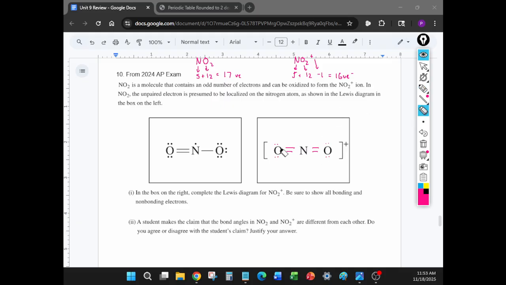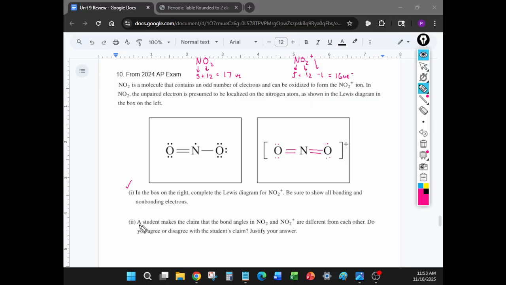So 16 electrons. You're going to have to single bond them at least. So 2, 4. You've got to give everybody 8. So 6, 8. Nitrogen is happy. And then 10, 12, 14, 16. That's how you get the oxygens to 8 as well. So that is number 1. Let's just draw the Lewis structure in this box. That's all you have to do.